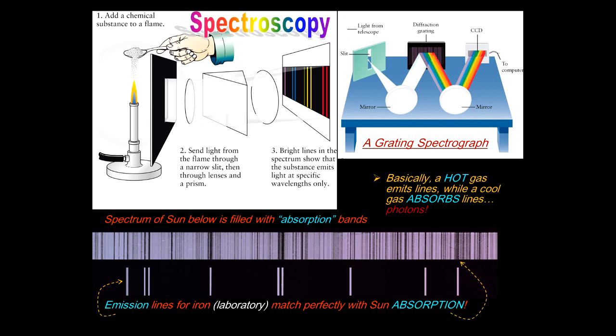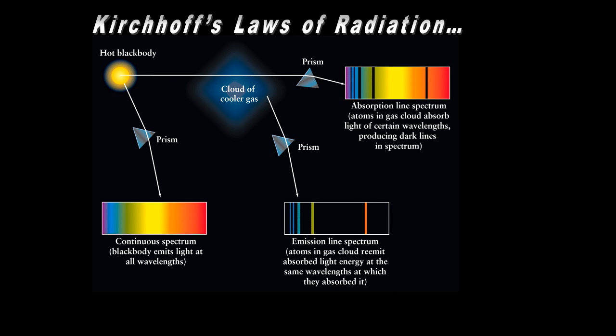So, in brief, a hot gas emits lines while a cool gas absorbs lines, and those lines are evidence for photons at different wavelengths. So let's develop this just a little bit more. This light emission and absorption phenomena can be summarized with what's called Kirchhoff's laws of radiation. So it goes like this. The first law is that a solid, liquid, or dense gas acts like a black body, and based on its temperature, it emits light. When it's sent through a prism, it reveals that it's emitting a continuous spectrum, all the wavelengths. So there's law number one.